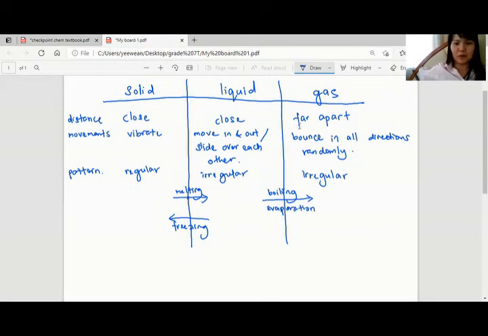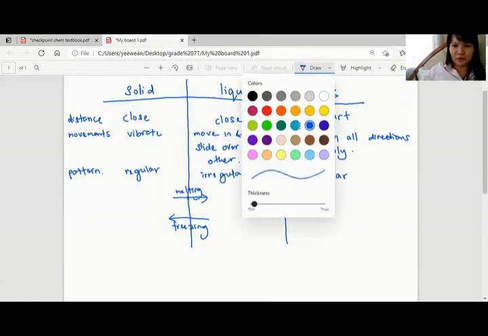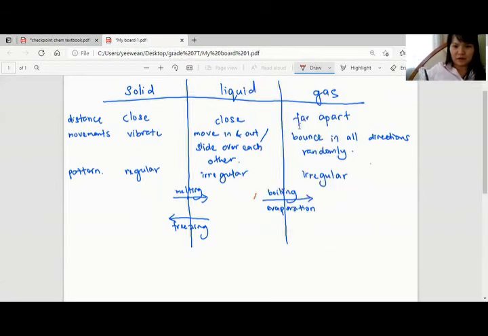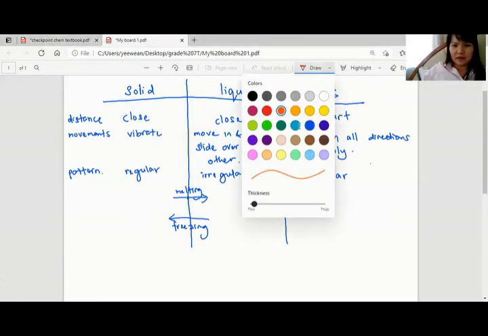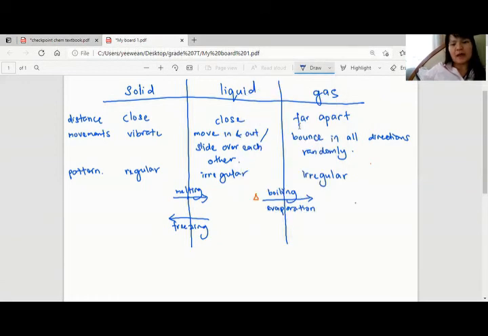And what's the difference between boiling and evaporation? Boiling, you need to provide heat. So I'm going to draw heat. Okay. Evaporation, no need. You don't have to provide any heat. Evaporation can happen anywhere. Okay, evaporation only happens on the surface because you didn't provide any heat. But boiling, because you provide heat throughout the whole liquid, it will start to boil and it will become gas. But evaporation, only the surface particles will escape and become gas.